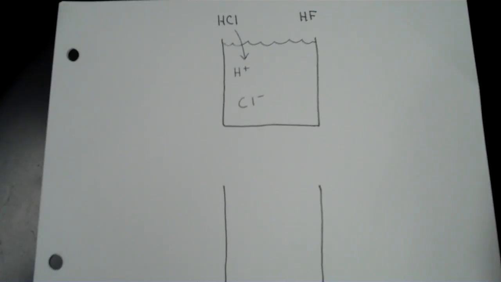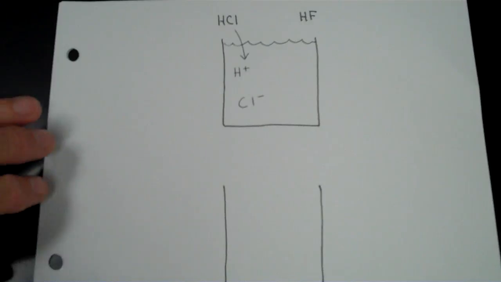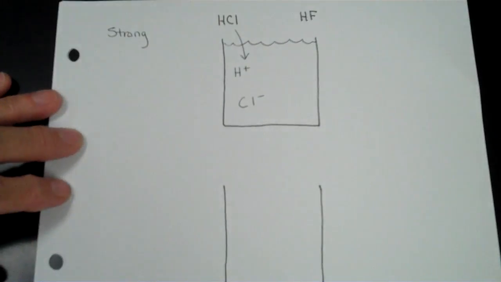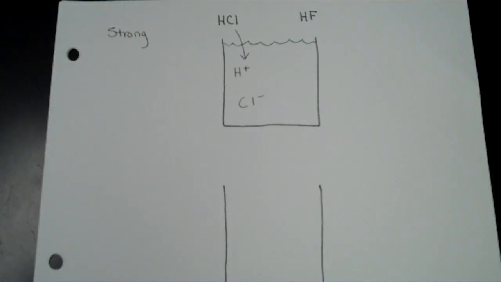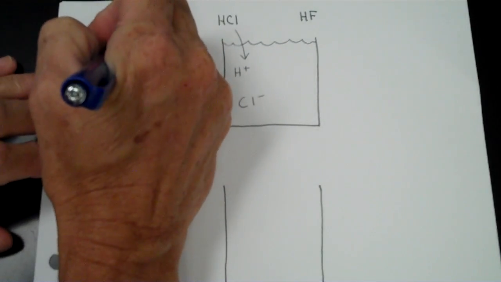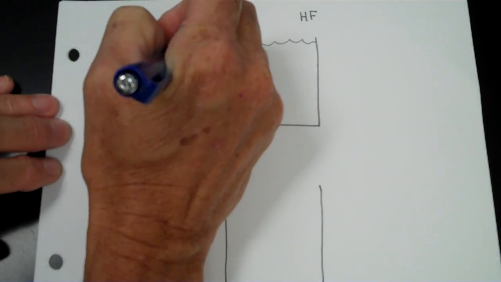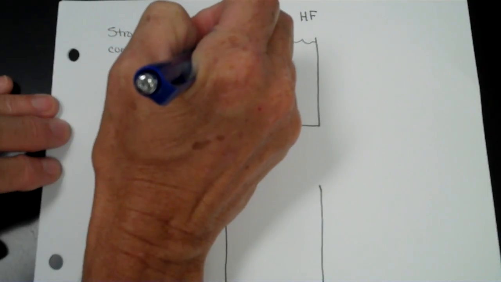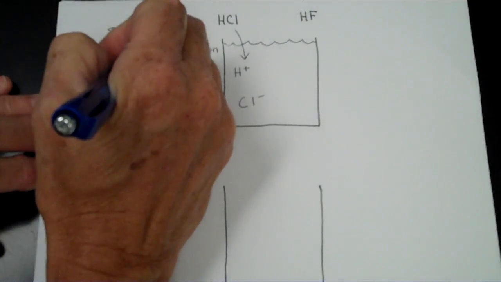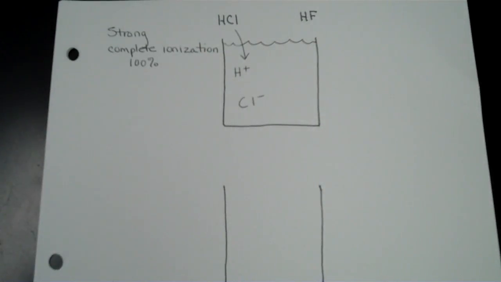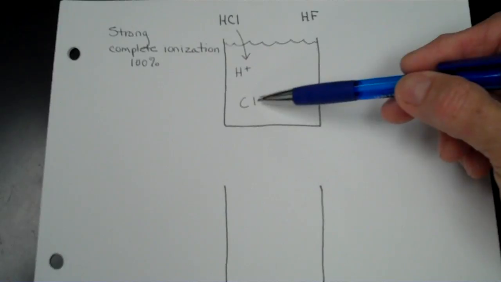Now, HCl is described as being a strong acid. And strong means that it ionizes completely, 100% ionization. So HCl is termed a strong acid. It ionizes, it breaks up to form these ions in water.